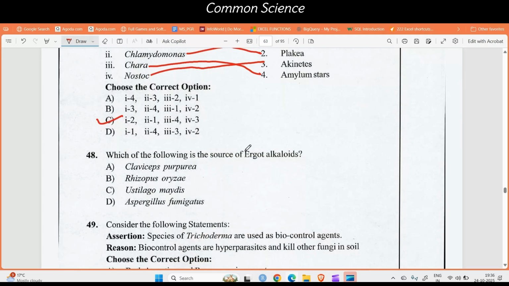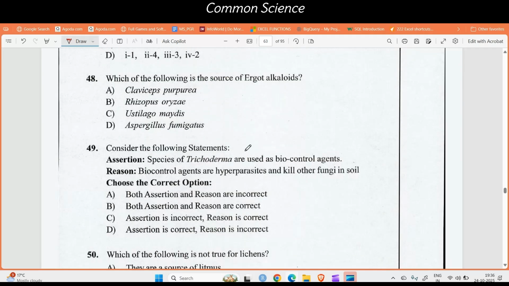Moving on to question 48: which of the following is the source of ergot alkaloids? It is Claviceps purpurea. Okay.